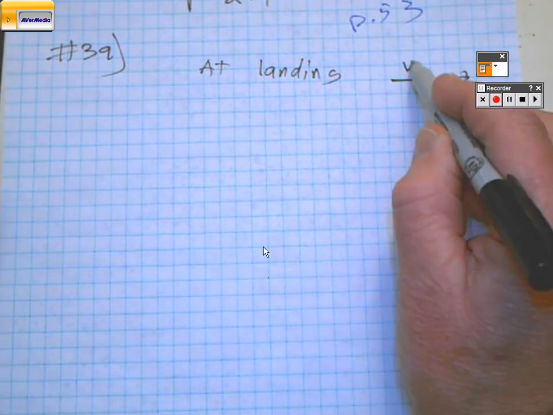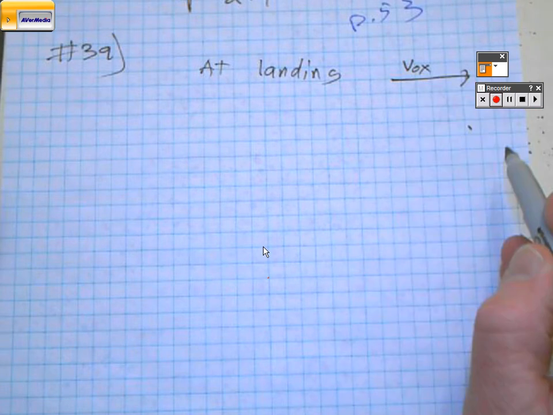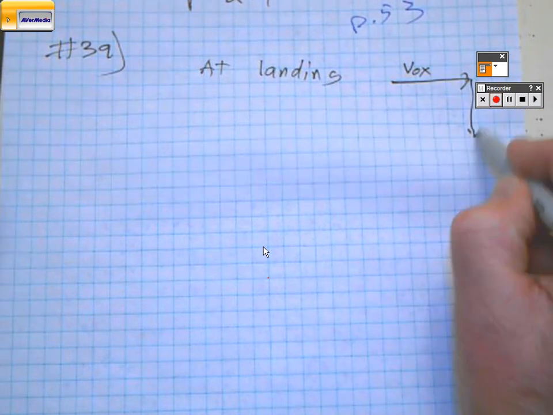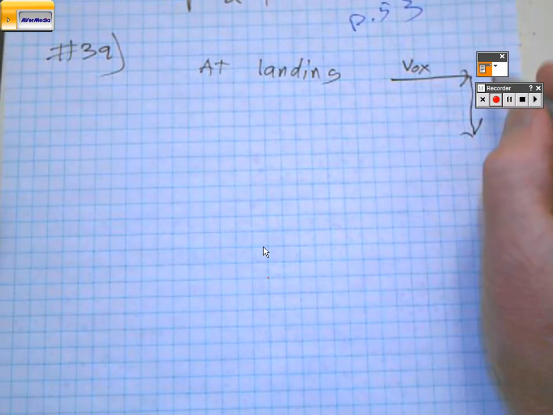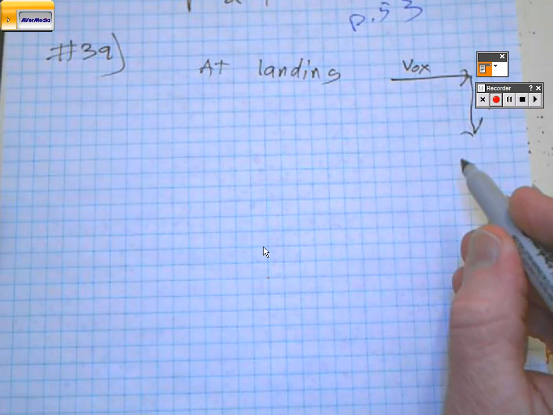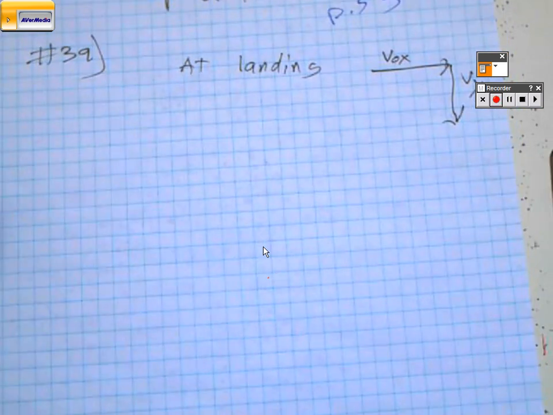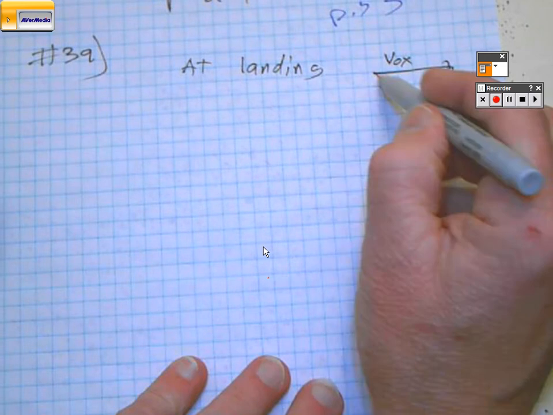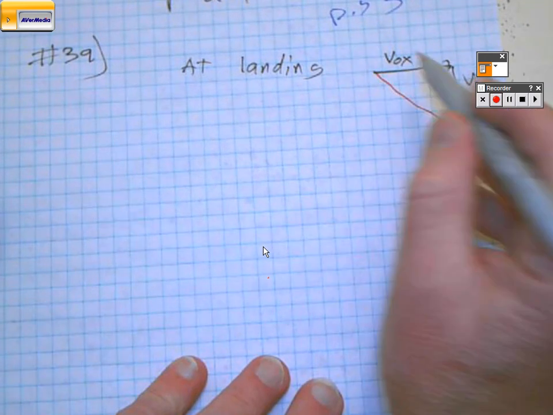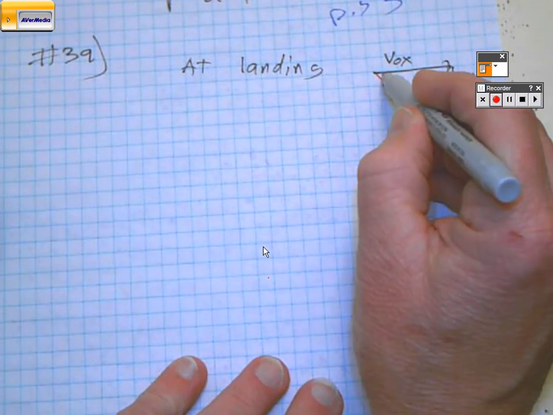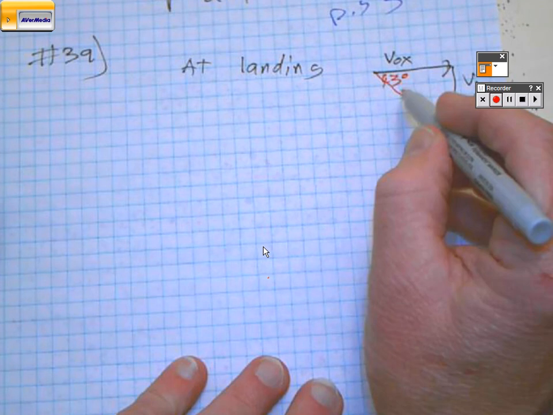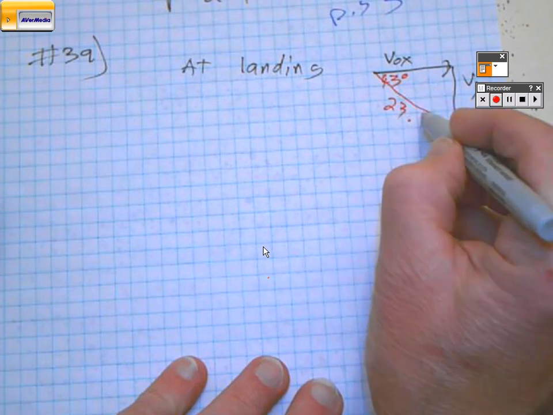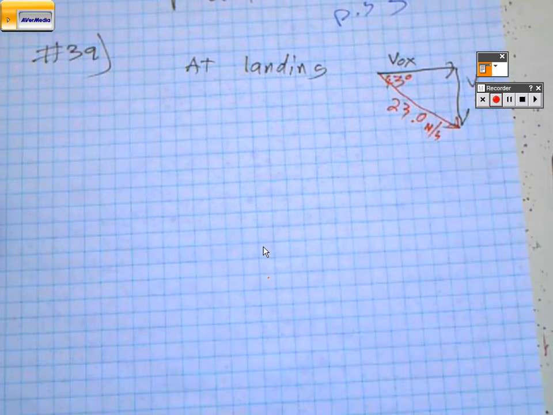At landing, we have a vector. There is a v0x. We like to label these things. Then at this point there is a v subscript y, and then you get a total velocity vector right there. That is 43 degrees downward, and 23.0 meters per second. These are pieces of information that we've been given in the problem.